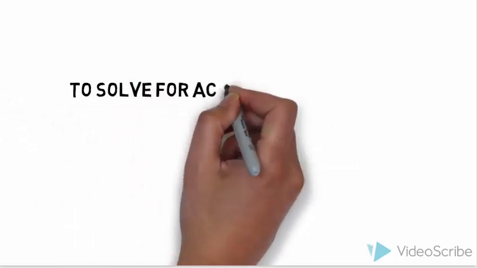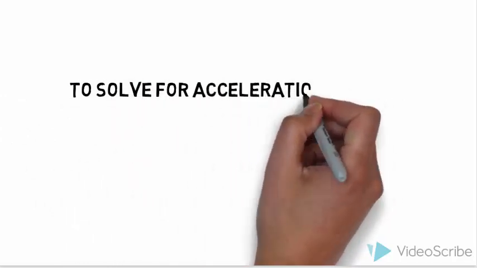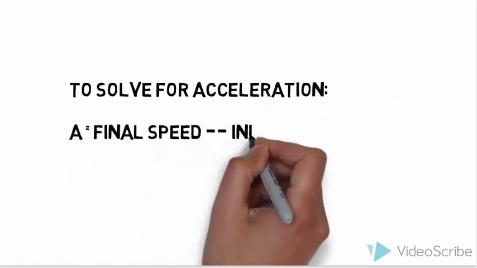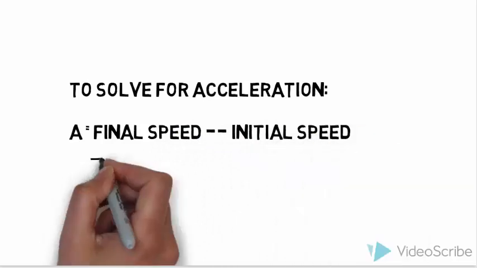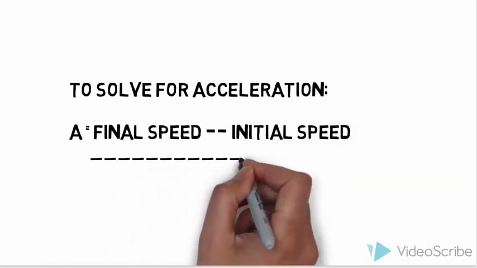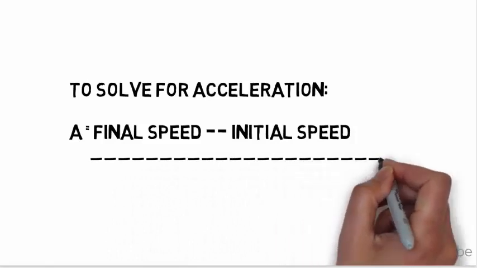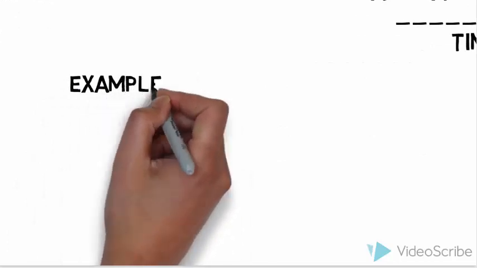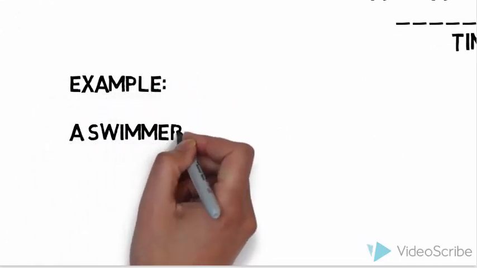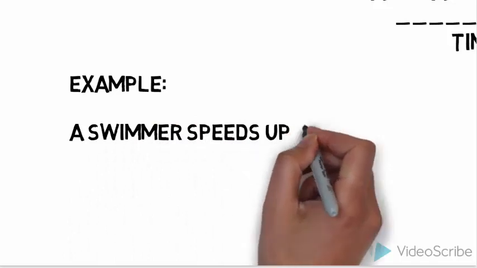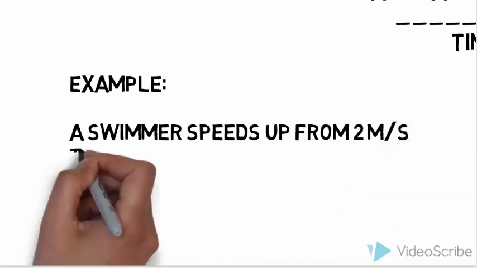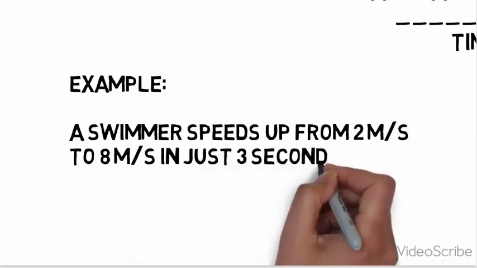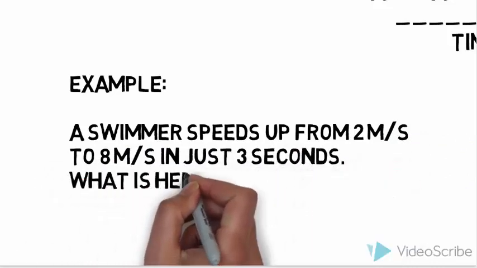So to solve for acceleration, A stands for acceleration. You have the final speed minus the initial or the starting speed, and then you divide it all over by the time given. For example, a swimmer speeds up from having a speed of 2 meters per second to 8 meters per second in just 3 seconds. So what would be her acceleration?